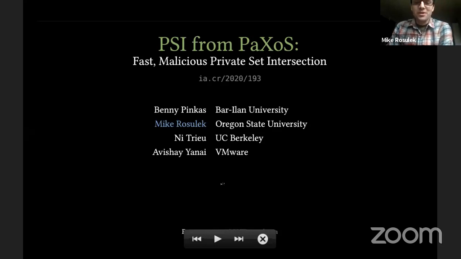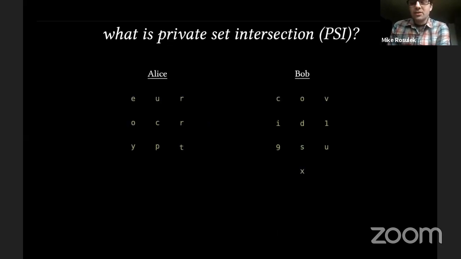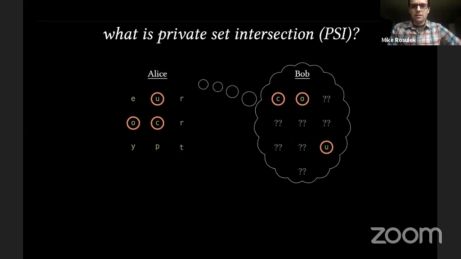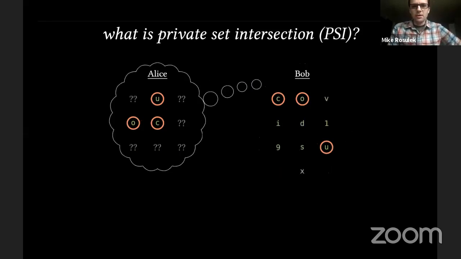This is joint work with my collaborators, Benny Pinkas, Ni Trieu, and Avishay Yanai. So private set intersection is a special case of MPC. Each of the parties has a set of items, and they want to learn which of the items they have in common, but they don't want to leak items that are not in this intersection. So that's the basic scenario for private set intersection.